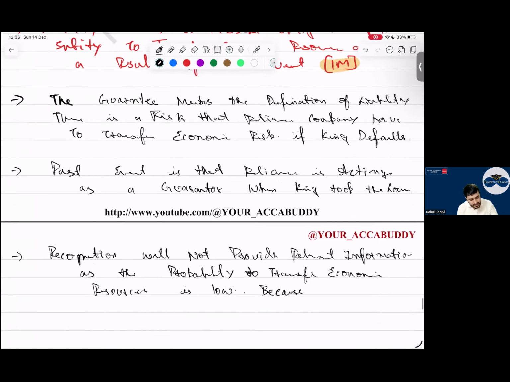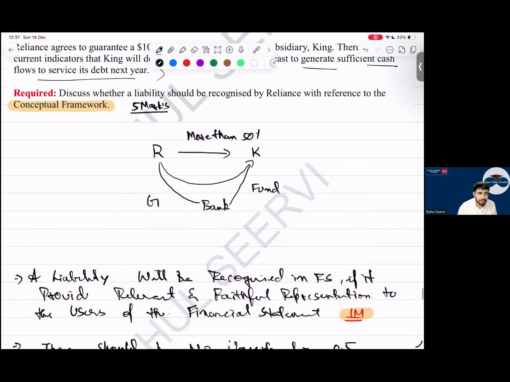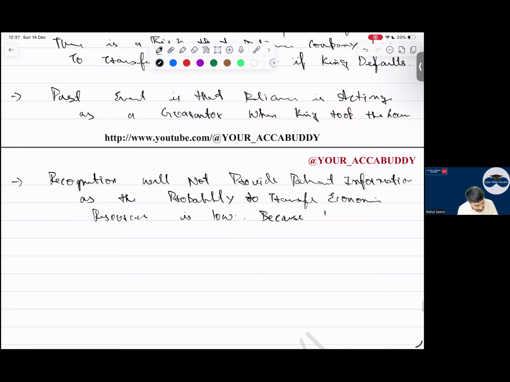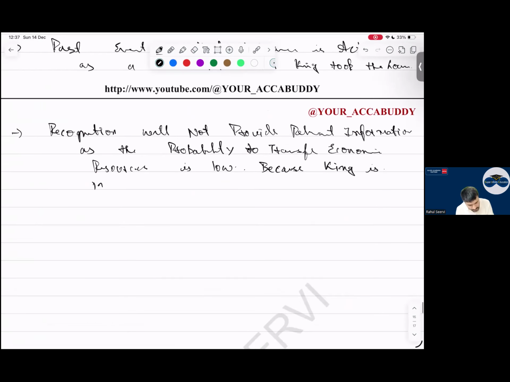Because, can I say why? Can I say because the condition of the company is good here? King is in a good condition. This is the linkage with the question. See, this you have to link. Write down: because King is in a good position and can meet all the service payments. Yes or no? Can repay this service payment or loan payment.